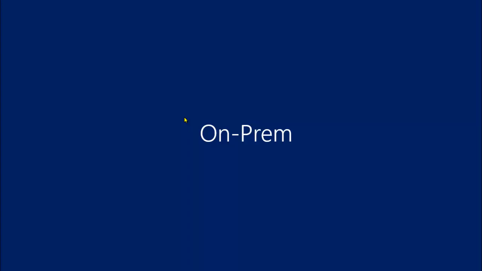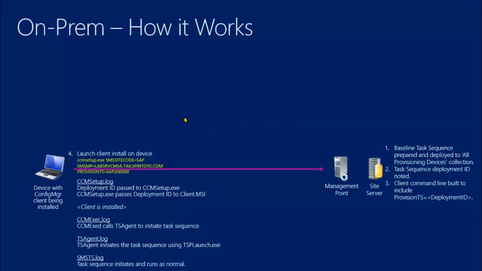Okay, so the first scenario I'm going to show you is using task sequence bootstrapping on-prem. I want to show you how that works, right? So I kind of try to lay it out here. The first thing is we're going to have a baseline task sequence prepared and deployed to the all provisioning collection. I've shown you that I have that. The task sequence deployment ID is going to be noted and used with that command line whenever I call out to that task sequence. So I haven't shown you that yet, but the command line switch specifically is going to be provision TS equals and the deployment ID that you lifted out of the configuration manager console.